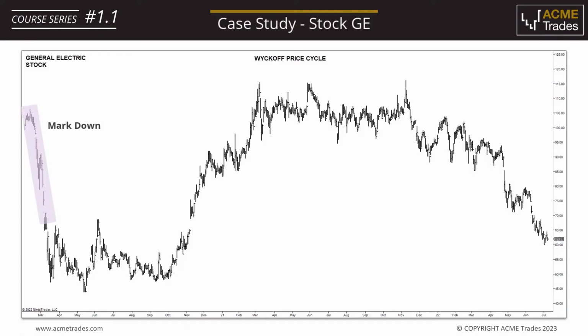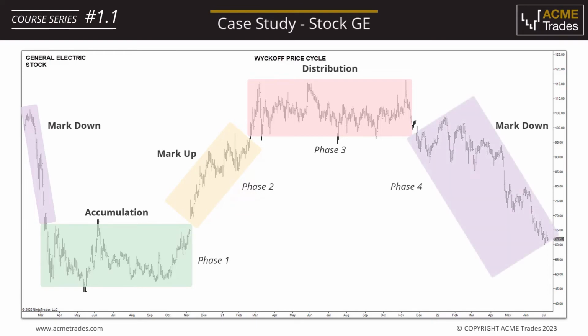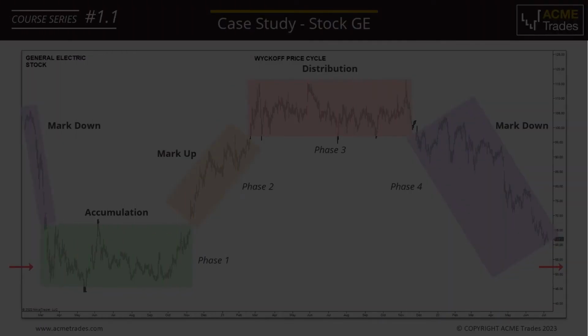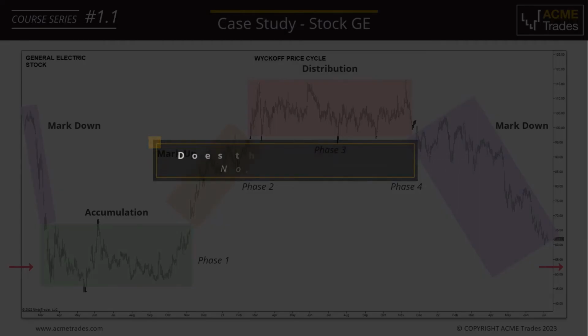So we have Markdown. We have accumulation, phase 1, markup, phase 2, distribution, phase 3, then markdown, phase 4, and then the process starts again into accumulation, markup, distribution. And the cycle, as mentioned, occurs on all time frames. So the question I'm sure you're thinking is, does the CO, the smart money, build a position on a 1 minute time frame? No. This is why I refer to the phases as a pattern.